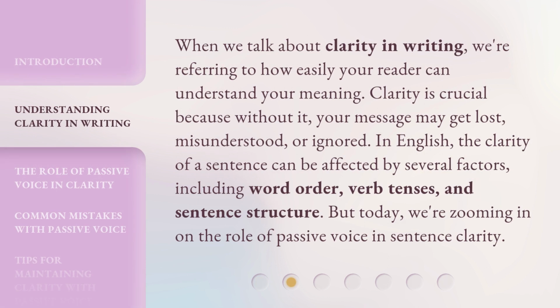When we talk about clarity in writing, we're referring to how easily your reader can understand your meaning. Clarity is crucial because without it, your message may get lost, misunderstood, or ignored. In English, the clarity of a sentence can be affected by several factors, including word order, verb tenses, and sentence structure. But today, we're zooming in on the role of passive voice in sentence clarity.